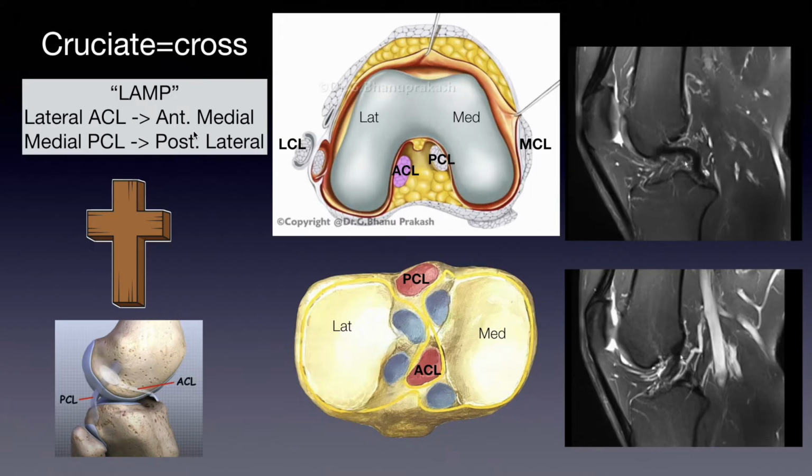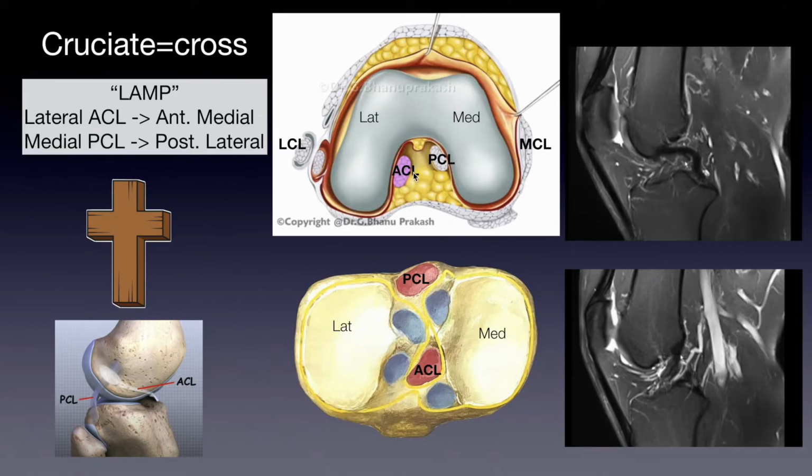Before trying to understand what is written here, I want to explain what you see. I did a cut at this level, and we can see the upper surface of the tibia, and the lower surface of the femur. This is the lateral part, and this is the medial part. So now let's try to understand this mnemonic. Lateral ACL.